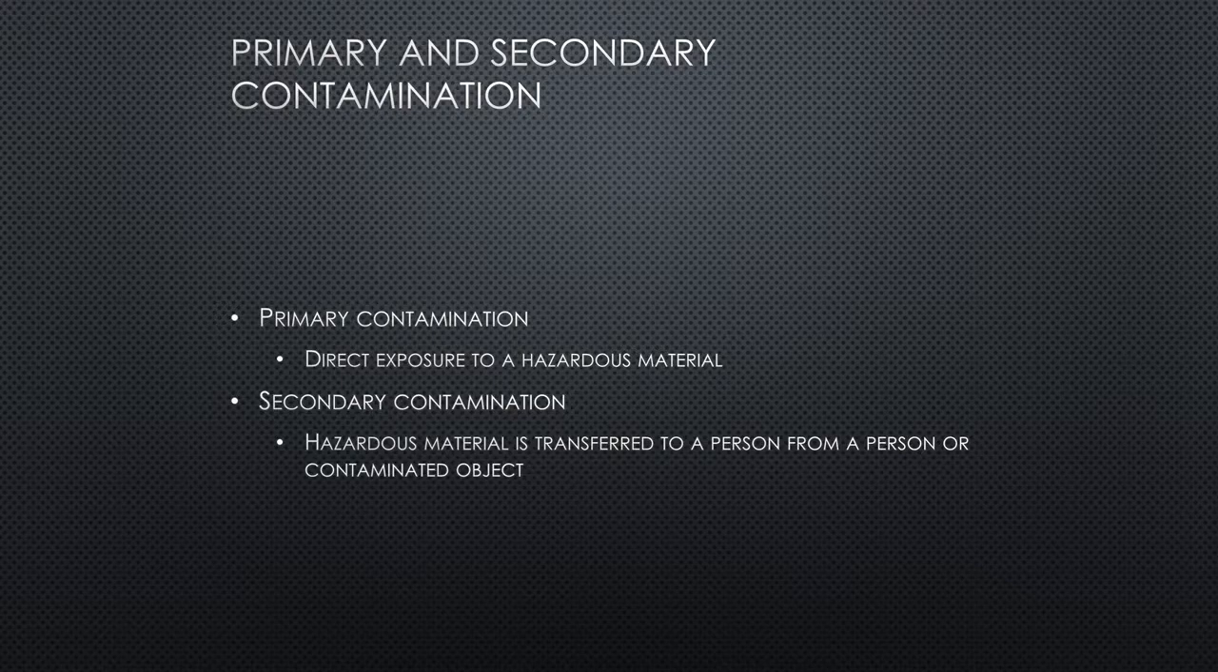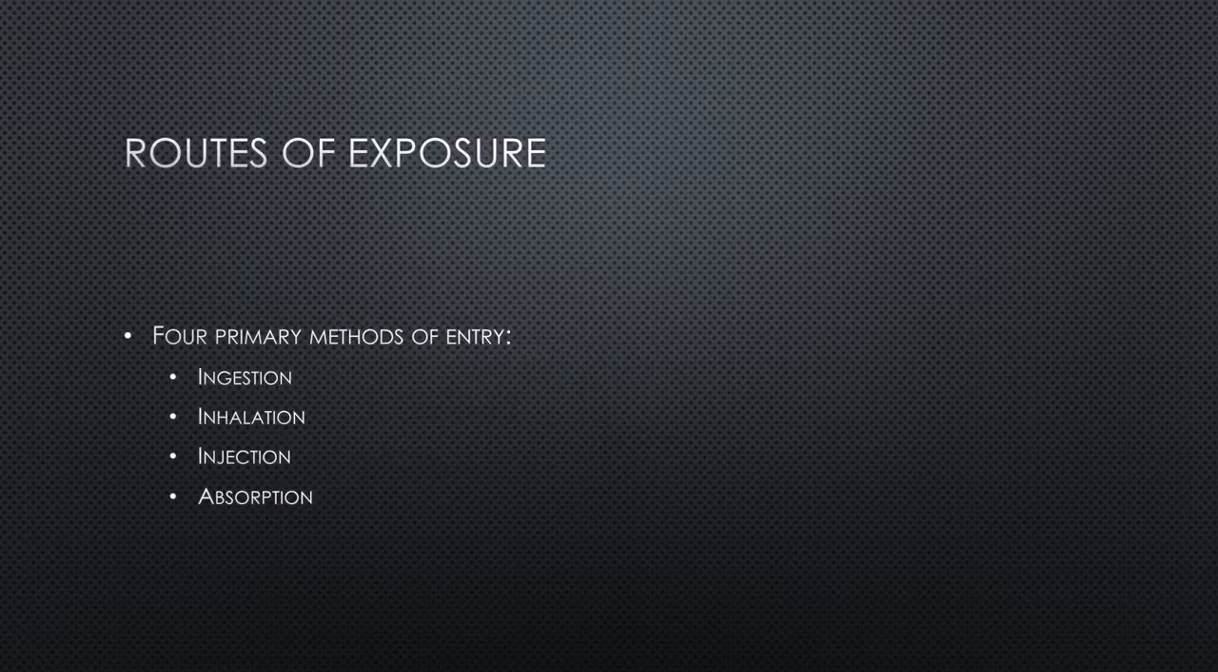Again, primary and secondary contamination. Primary contamination is direct exposure to a hazardous material. Secondary contamination is when hazardous material is transferred to a person from a person or contaminated object. So this is why you don't want anything that hasn't been decontaminated brought into the cold zone, because you could have secondary contamination. Routes of exposure: your four primary methods are ingestion, inhalation, injection, and absorption, similar to routes of medication administration.